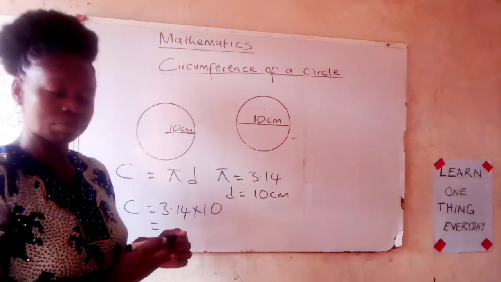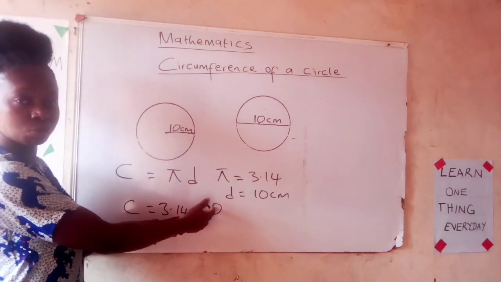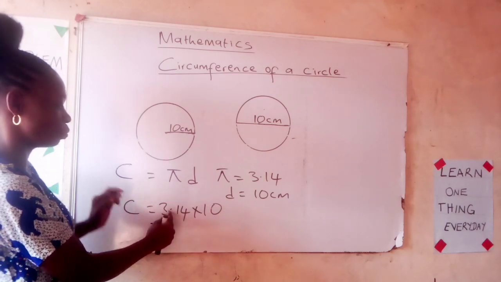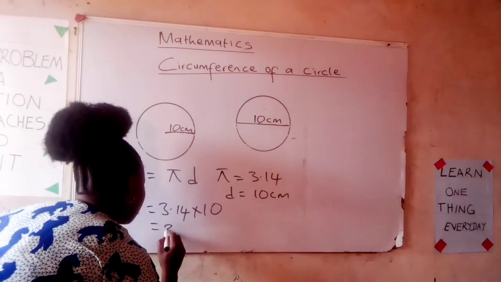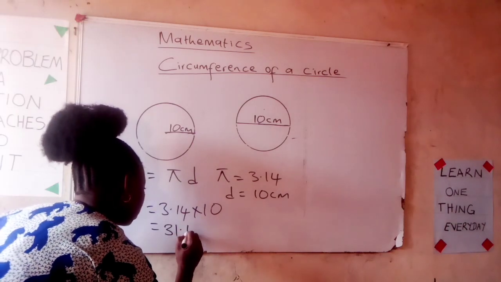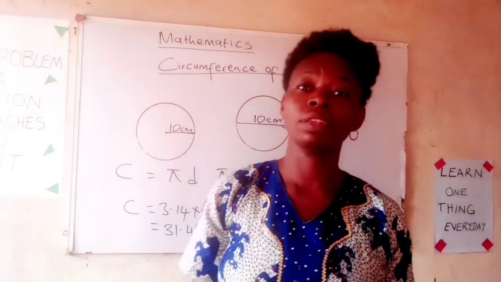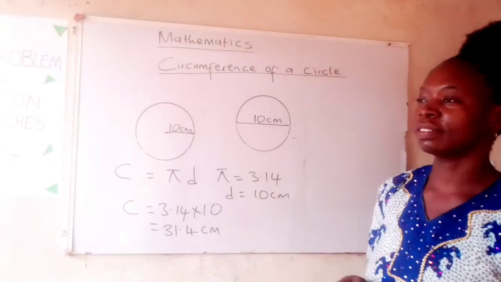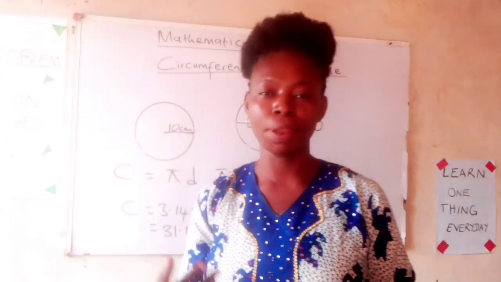The answer becomes what? When you're multiplying by a decimal, what do we need to do? We move the point forward, depending on how many zeros we have. We have 1 zero, so I'm going to move 1 step forward. That becomes 31.4 cm. So this is very, very simple. If you're having any challenge, just pause the video and play it back, you get it.